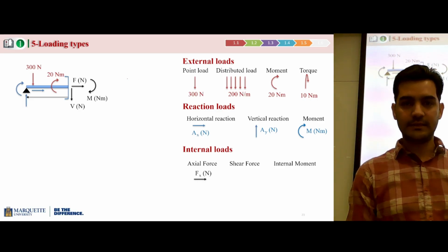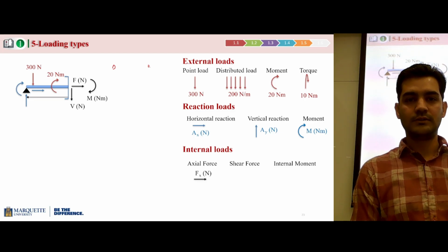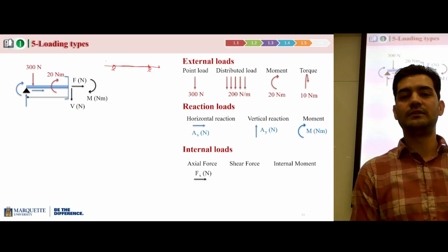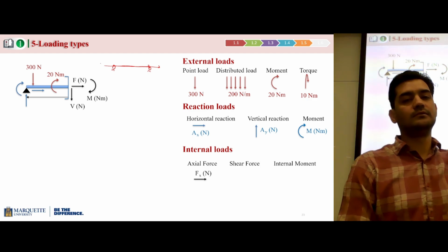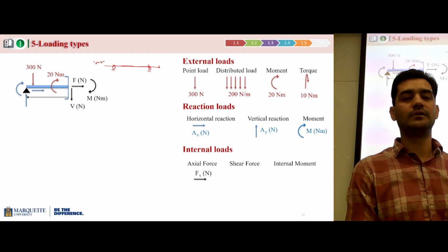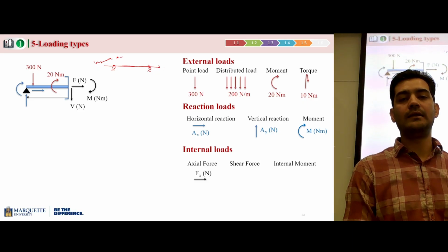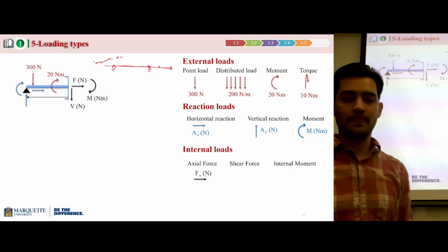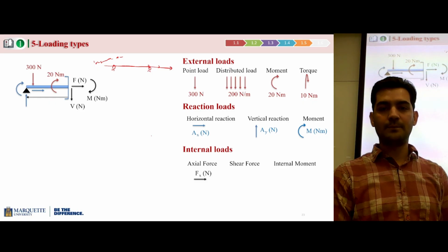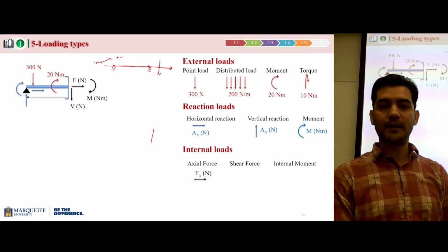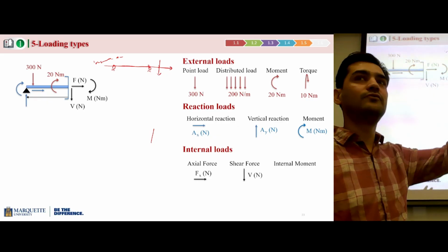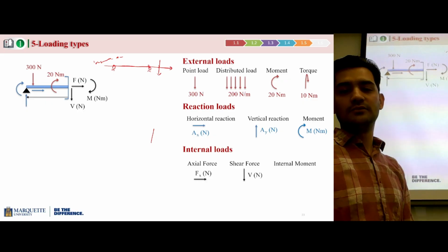But basically, if you have a simply supported beam, that's the longitudinal axis, right? Along the line, that's called the longitudinal axis. The force which is acting along that longitudinal axis is called axial force. And the force which is perpendicular to the longitudinal axis is called shear force. Have you heard of shear force before? Okay. So that's the shear force.